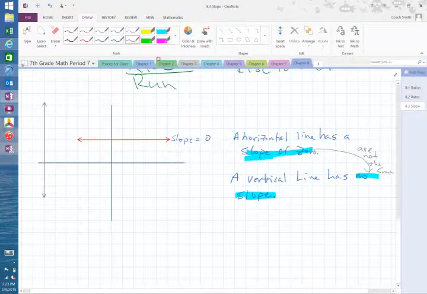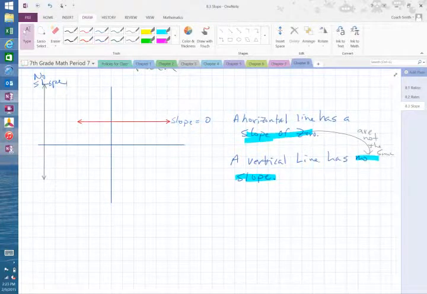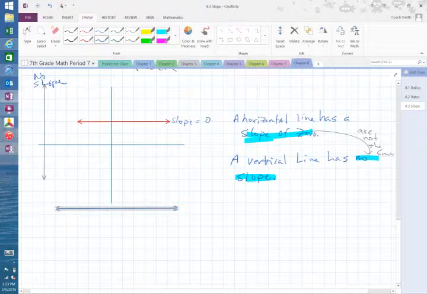So this would be no slope. A true vertical line doesn't tilt either way. Because all it takes on either one of those lines, for example, if I have this line right here, and right there, that's a horizontal line.